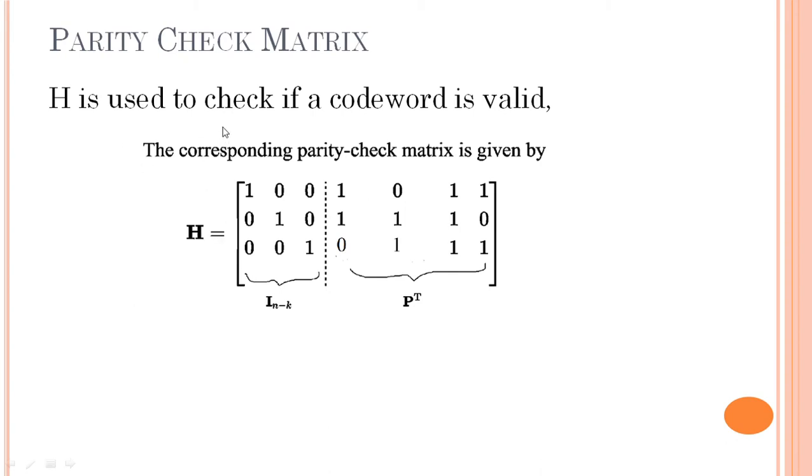Next we'll see what is called a parity check matrix. The parity check matrix will be used at the decoding section, and this H is used to check whether the code word is a valid one or not. With the help of a parity check matrix we can generate a generator matrix. And this parity check matrix will be indicated in matrix form as an identity matrix followed by the submatrix transpose.